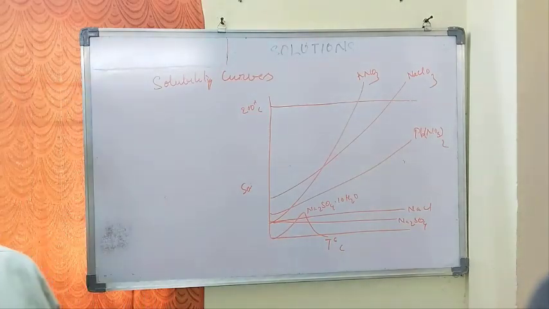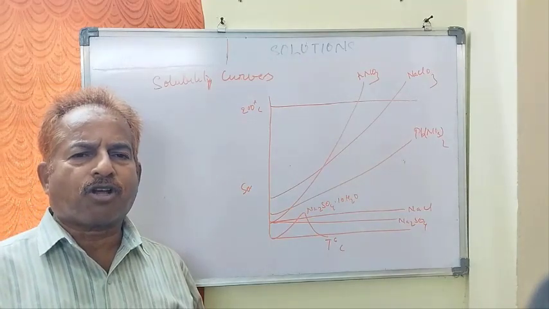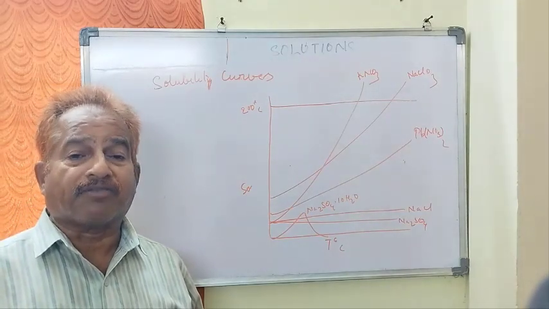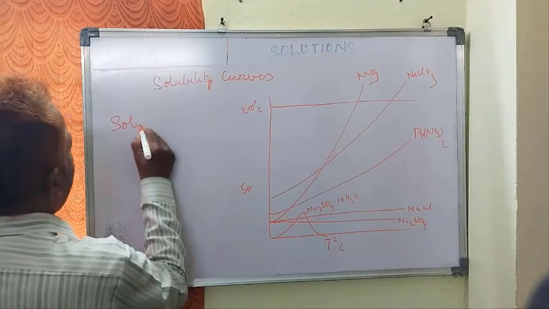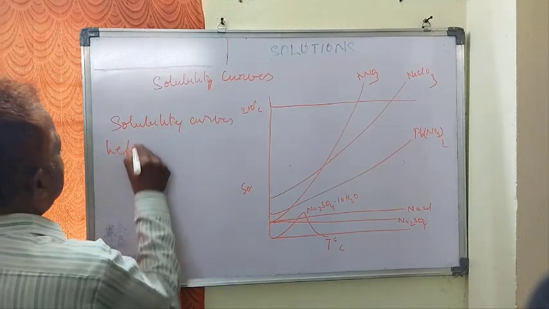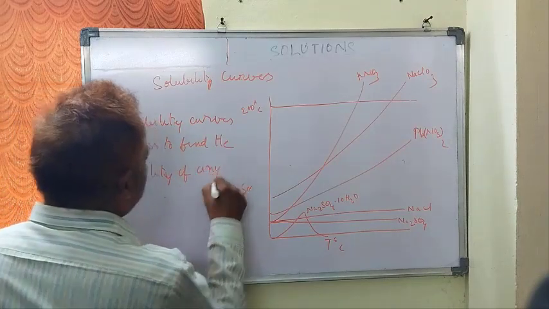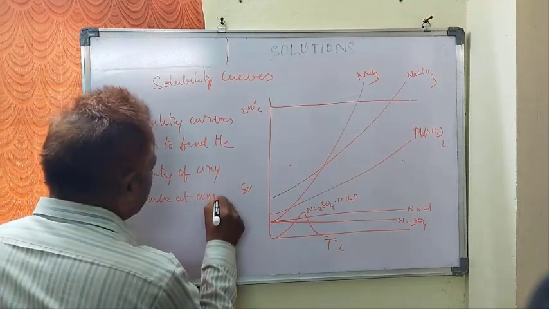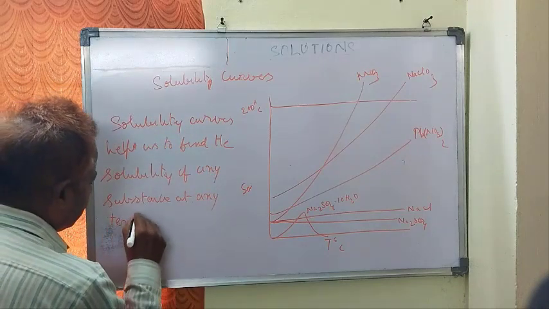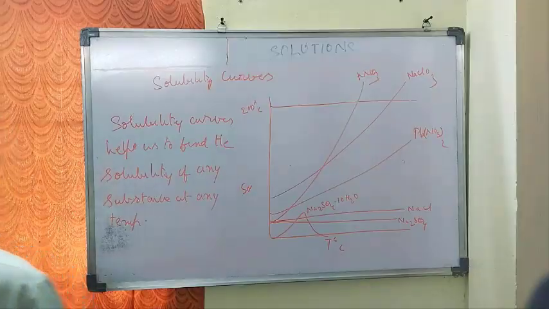Then what is the purpose of the solubility curve? By using the solubility curve, we can find the solubility of any substance at a given temperature. So solubility curves help us to find the solubility of any substance at any temperature. So this is the purpose of the solubility curves.